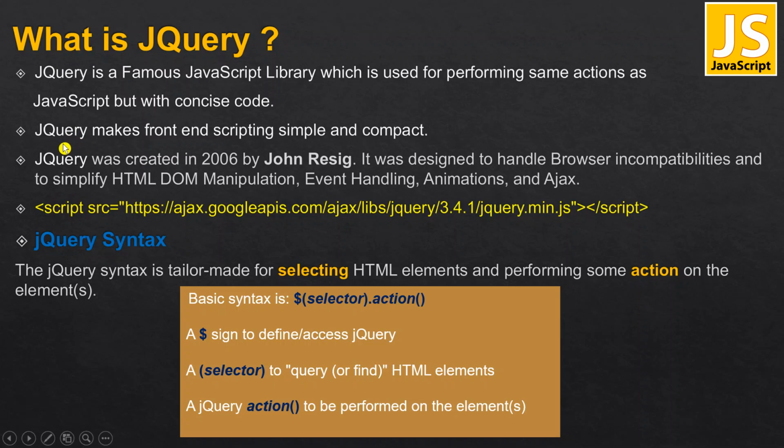So let us read the theory. jQuery makes front end scripting simple and compact. jQuery was created in 2006 by John Resig. It was designed to handle browser incompatibilities and to simplify HTML DOM manipulation, event handling, animations, and Ajax. So jQuery is mainly designed to handle browser incompatibilities.